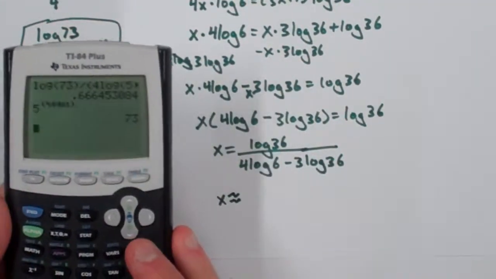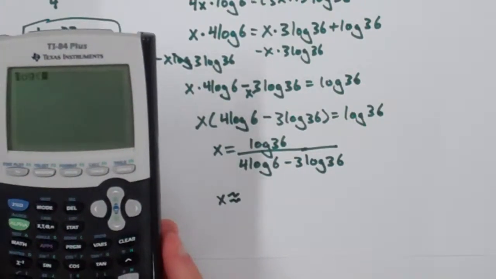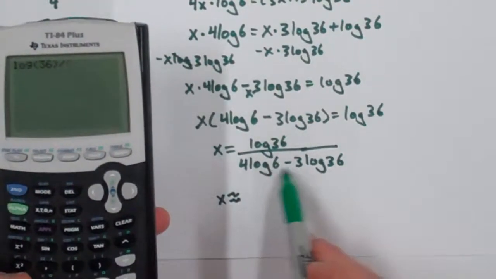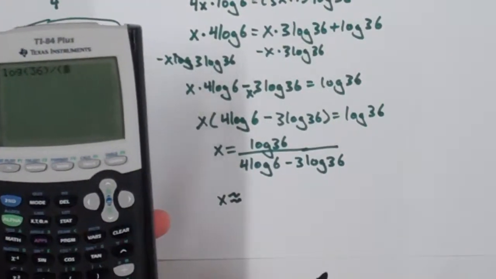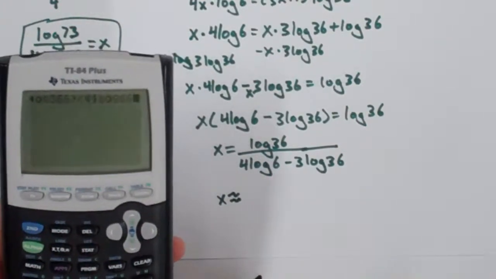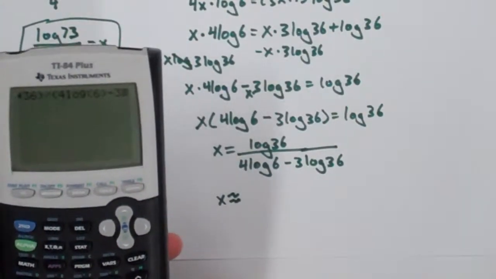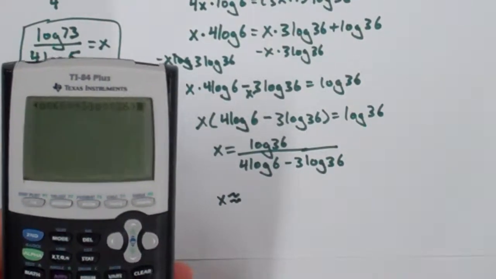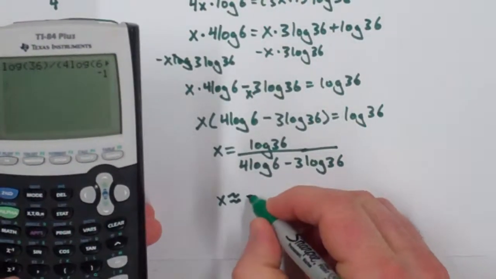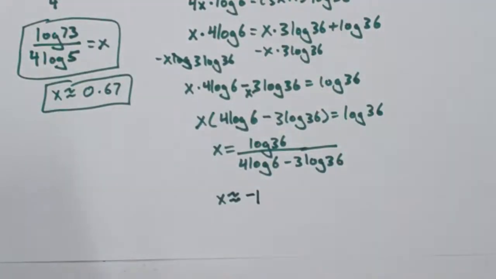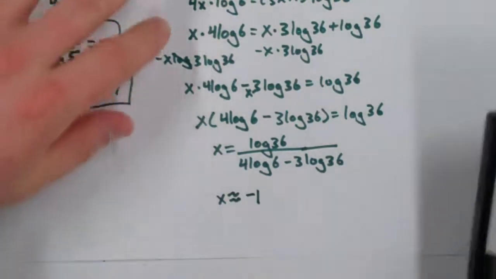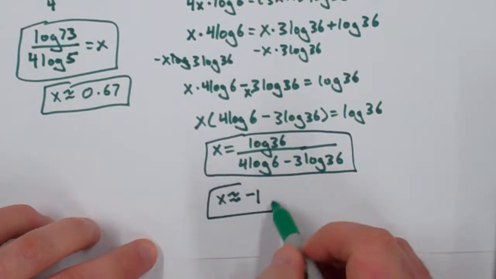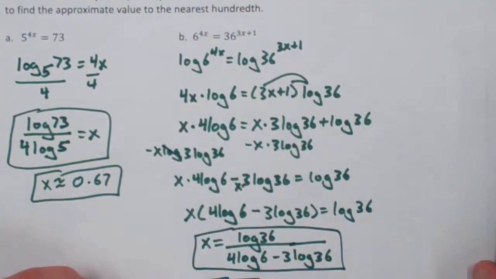To type this in, we're going to do log of 36, remember to close that parenthesis, divided by, and then we have two terms here on the bottom, so we're going to need to use an extra set of parentheses. This will be 4 log 6, and then minus 3 log of 36, and then close them. So this is actually -1. If you want to, you can check this back in the equation. So I'll go ahead and box these in as our answers, but we could go back and substitute those in.